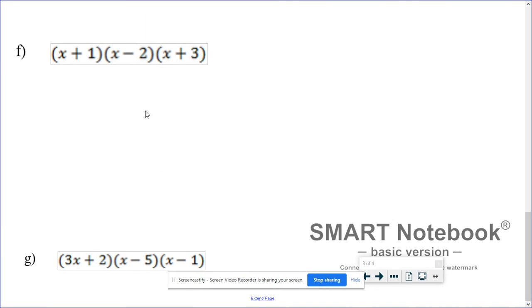All right, if you end up with 3 binomials that are getting multiplied together, you just got to pick 2. Doesn't matter which 2, I'm going to pick these 2, and FOIL them together, and then we'll multiply the last one at the end. All right, so x times x is x squared, x times 3 is 3x, negative 2 times x is negative 2x, negative 2 times 3 is negative 6. Combine that, and you get x squared plus x minus 6.